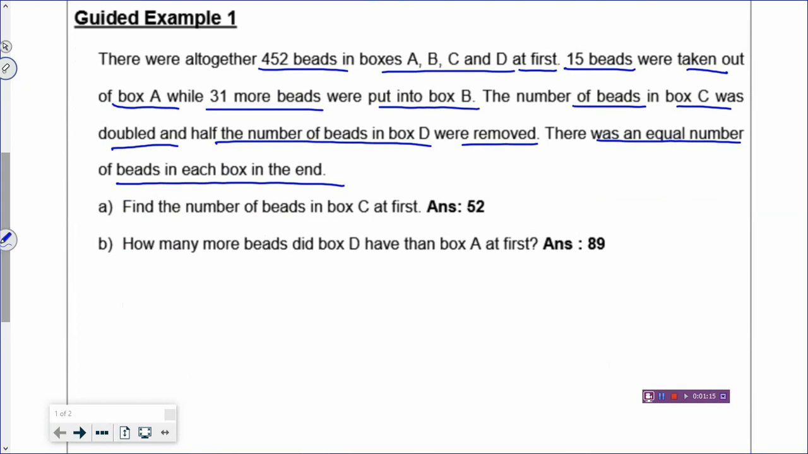So we're going to use a dotted line to show this. Find the number of bits in box C at first. And how many more bits did box D have than box A at first?